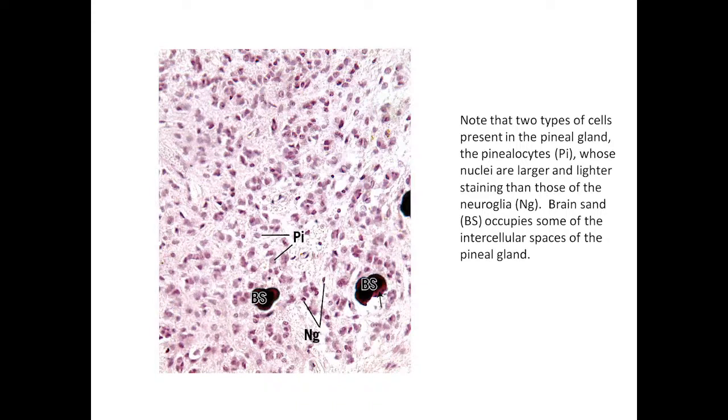Note the two types of cells present in the pineal gland: the pinealocytes, whose nuclei are larger and lighter staining than those of the neuroglia. Brain sand occupies some of the intercellular spaces of the pineal gland, as you can see.